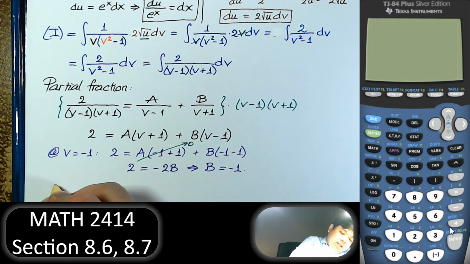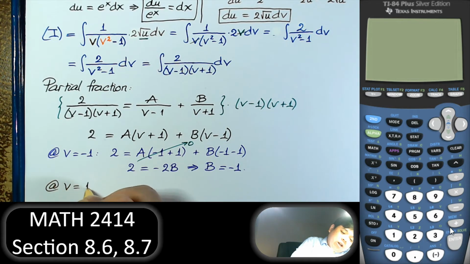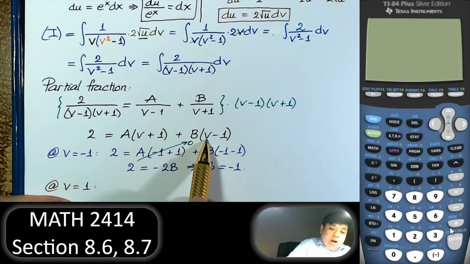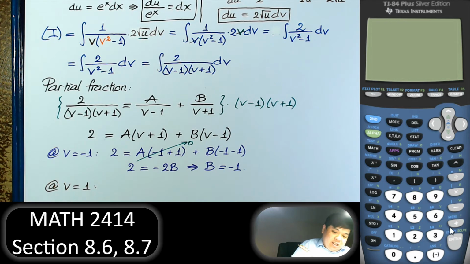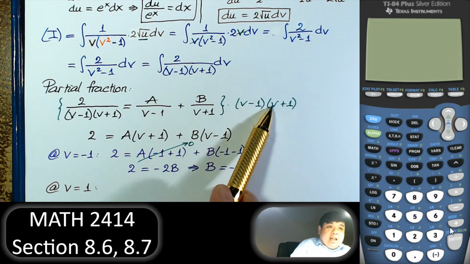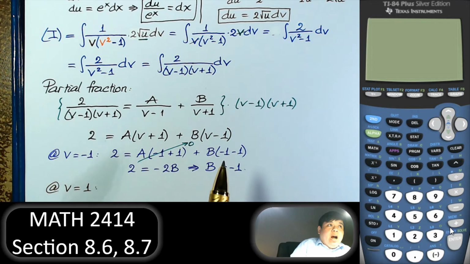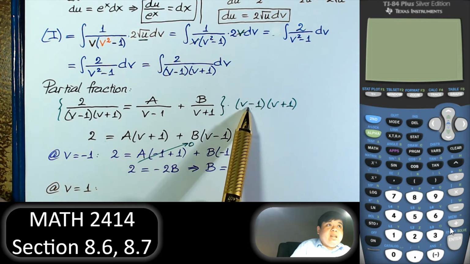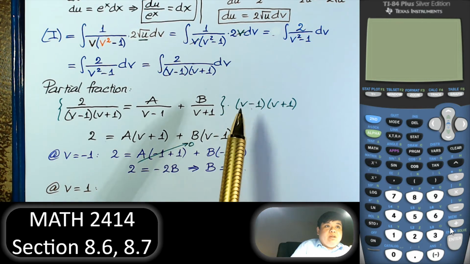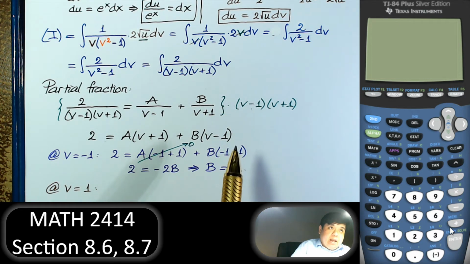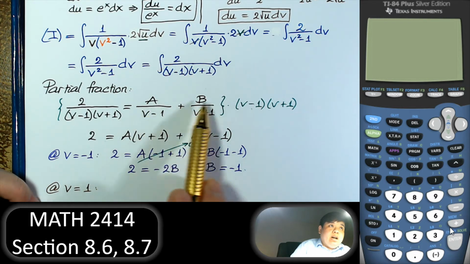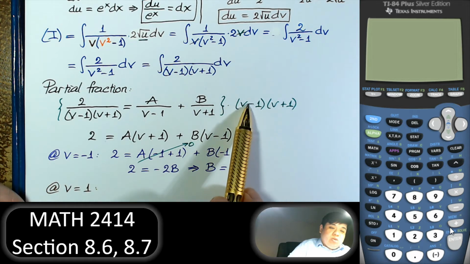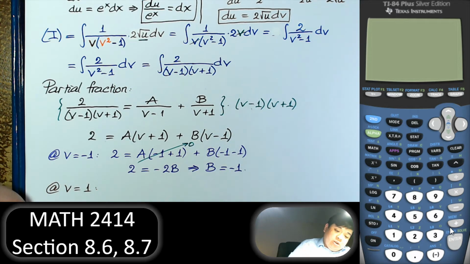Next, we're going to let v equal to 1. The reason we choose 1 and negative 1 is because if we choose v equal to 1, this goes to 0. So we choose something that makes this equal to 0. If we have 3 coefficients A, B, and C, we're going to need to choose 3 values for v. Here we have 2 coefficients to solve for, so we only need 2 values. So we choose that equal to 0, and we choose that equal to 0.